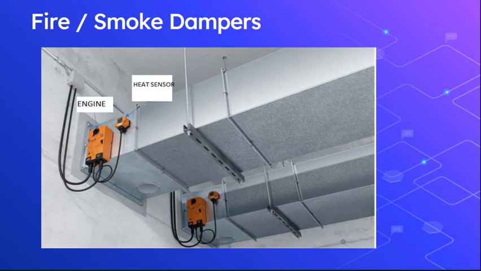The damper is closed by the spring return mechanism when one of the following situations occurs: when the temperature sensor connected to the engine on the duct reaches 72 degrees, when the engine is de-energized by a module connected to the fire alarm system when the effects of fire are detected early, or when there is a fault, break or short circuit in the cable feeding the engine. When the temperature-sensitive sensor reaches 72 degrees, the engine cannot be controlled after the damper is closed, so it cannot be opened by remote control. Because of this feature, it is also called a passive damper.